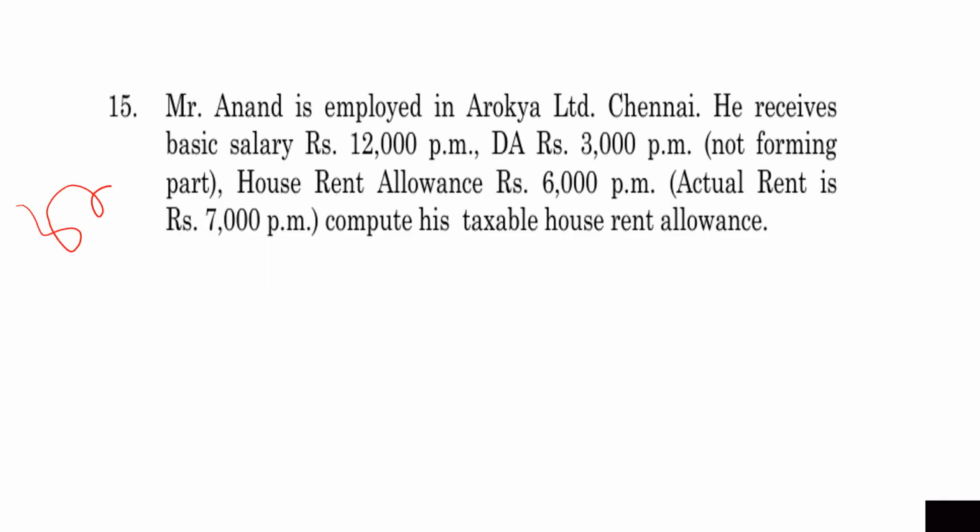This is also 5 mark. Mr. A is employed in Arokya Limited, Chennai. He receives basic salary per month. Always remember, per month இருக்கிறது எல்லாமே convert பண்ணிடுங்க into 12 months. So 12,000 into 12. So in a year you need to calculate. Same way DNS allowance 3,000 into 12. DNS allowance is not forming part. So அப்படின்னு கொடுத்துட்டாங்கன்னா நம்ம HRA calculation பண்ணும்போது DNS allowance எடுக்க வேண்டாம்.